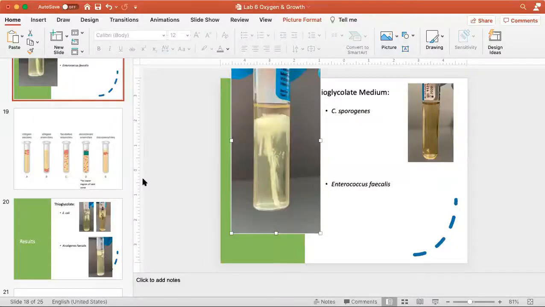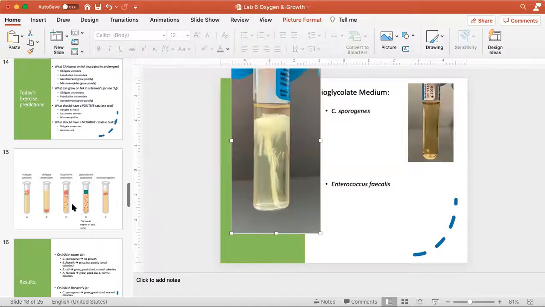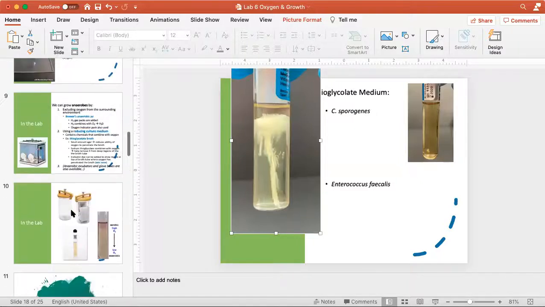What do you think? I'm going to pull the pictures back up so we can remind ourselves. Take a look at the pictures. Let me pull this one up because I think it's our best.